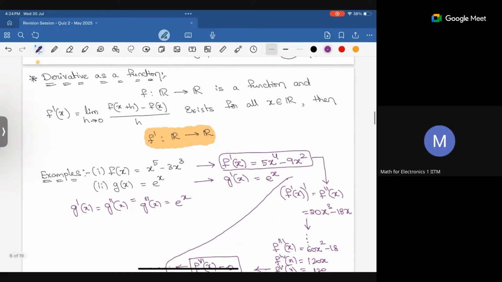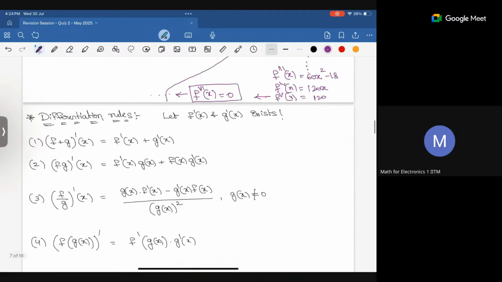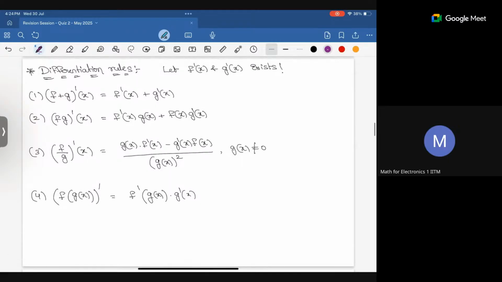Okay, so these are something about derivative as a function and higher order derivatives. And then we will see the important rules that we should know. The first and foremost will always be simple ones.